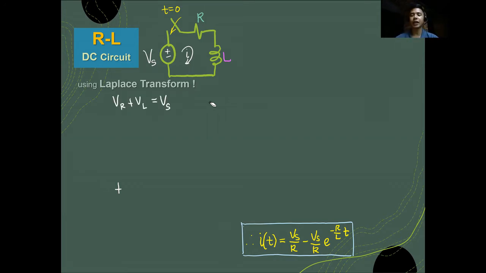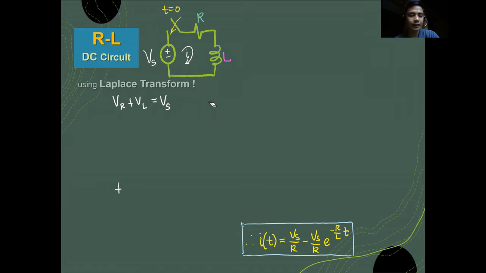Remember KVL, Kirchhoff's voltage law: the summation of voltages is equal to 0. In this case, the source is equal to the passive devices, the resistor and the inductor. So VR and VL is equal to VS. Since we're dealing with DC, take note, VS is a constant. Later in AC, you will be dealing with sinusoids. That's why we go first to DC, so that it will be easier for you to understand AC.